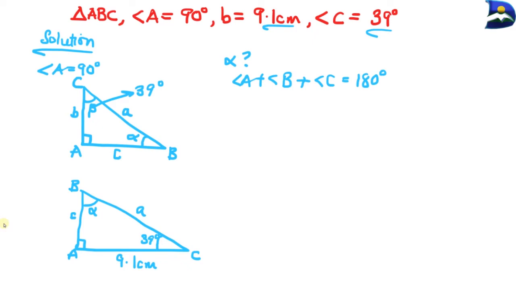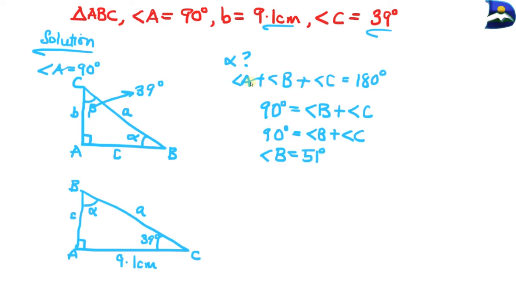Therefore, since we know that angle A is 90 degrees, we know that the sum of angle B and angle C is also equal to 90 degrees. Therefore, we can also say that 90 degrees is equal to angle B plus angle C. Now, we know that angle C is given, which is 39 degrees. Therefore, to determine angle B, all we need to do is subtract 39 degrees from both sides. Therefore, we get angle B to be equal to, in this case, 51 degrees.